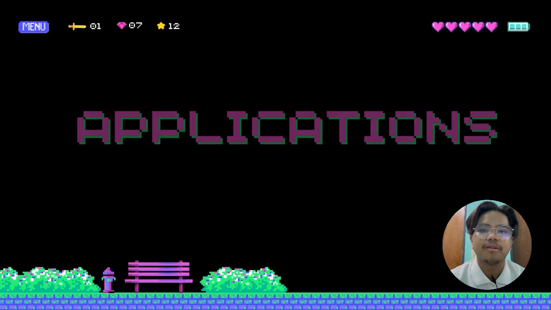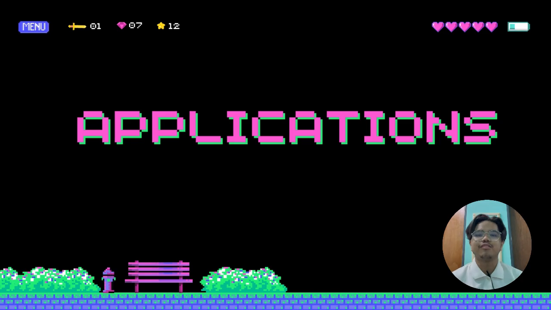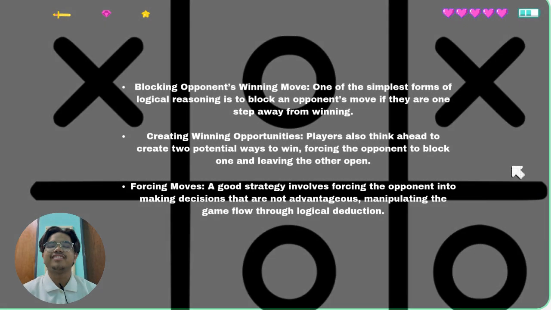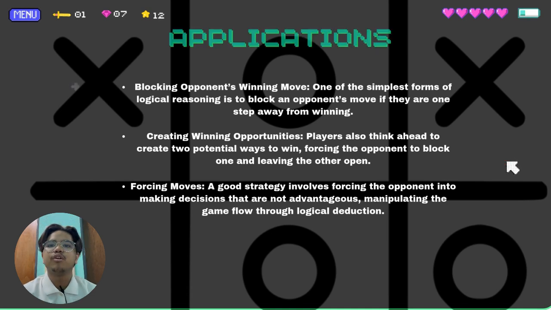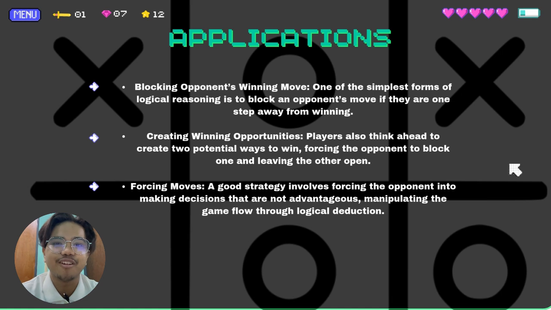For now, I'm going to explain about the application in tic-tac-toe games. There are three applications that we can use to win the game. First, blocking the opponent's winning moves. One of the simplest forms of logical reasoning is to block an opponent's move if they are one step away from winning. Secondly, creating winning opportunities. Players also think ahead to create two potential ways to win, forcing the opponent to block one and leaving the other open.